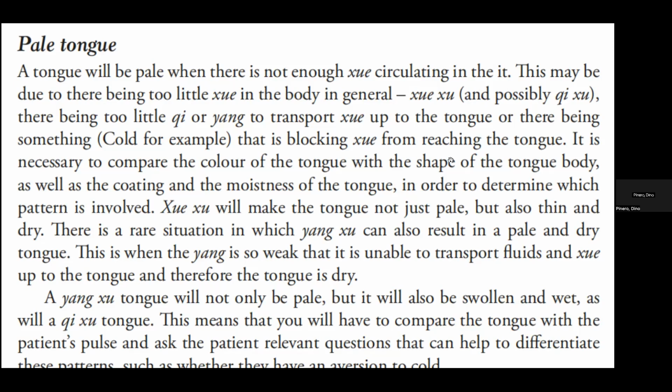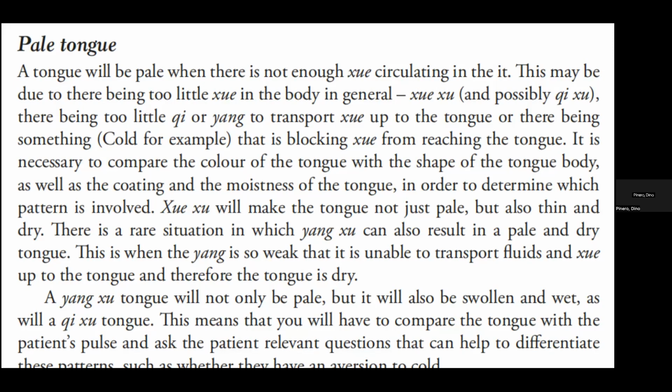So, kailangan natin, pag nalaman na natin yung coloration, i-relate natin po doon sa shape ng tongue body, as well as the coating and the moistness of the tongue in order to determine which pattern is involved. So, makakabuo na po tayo ng pattern with that, yung coloration, yung tongue body, yung coating, yung moistness ng tongue.